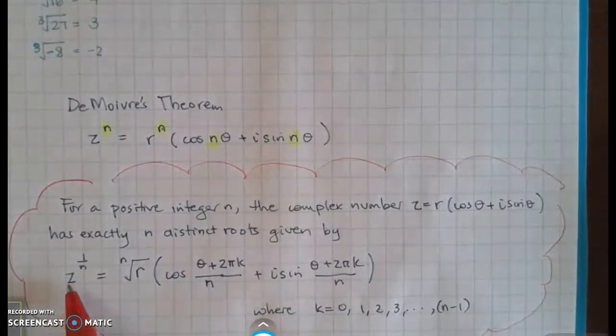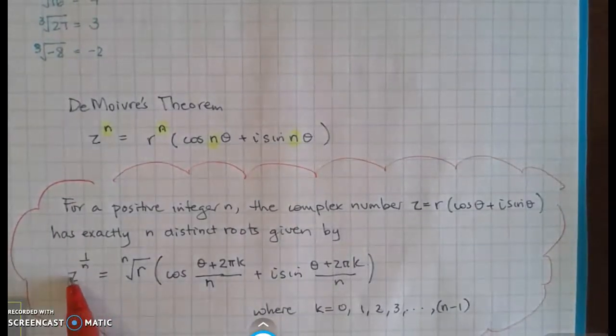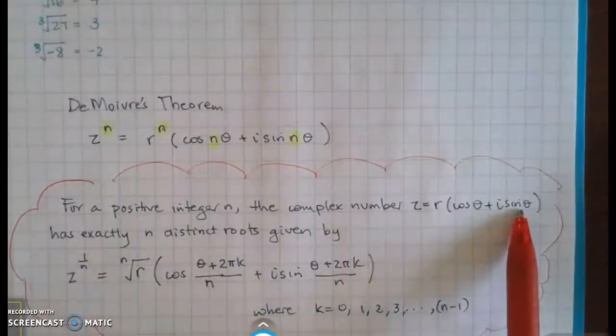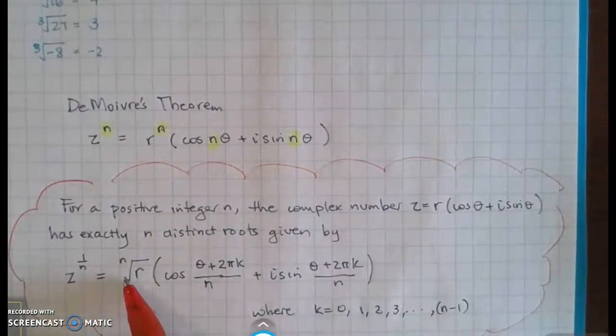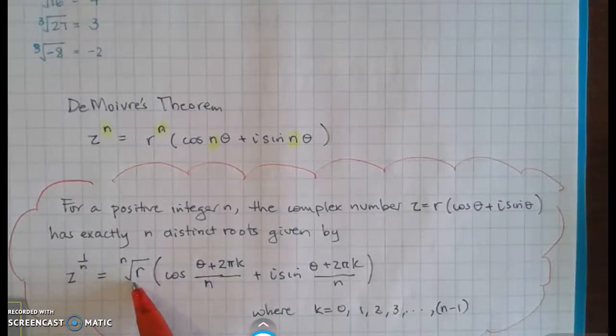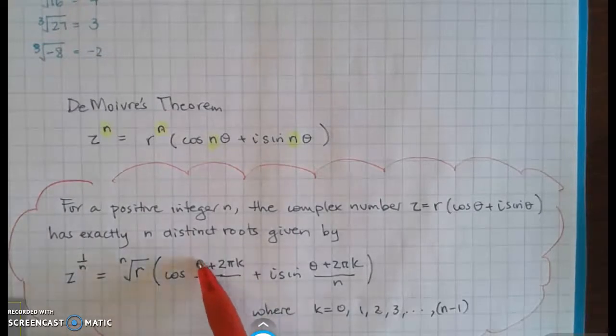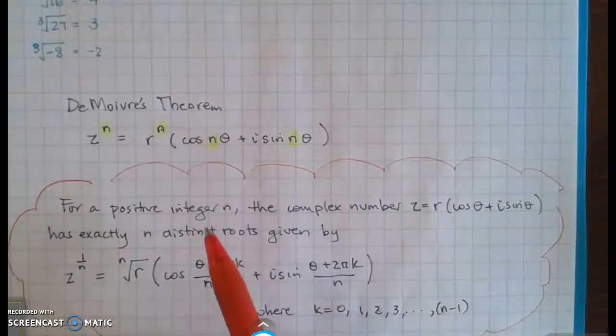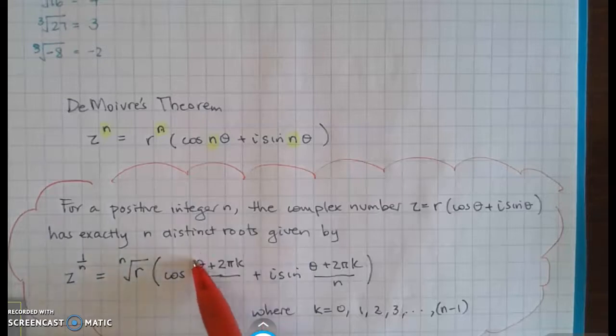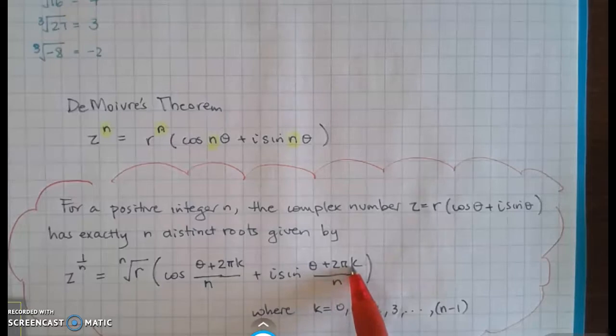Okay, so when we're taking the nth root of a complex number written in polar form like this, how do we tackle it? We need to take the nth root of the modulus, or the radius, and whatever the angle was, we're dividing it by n. Instead of multiplying by n, we're doing the reverse. But before we do that, we need to take into account that we have multiple answers.